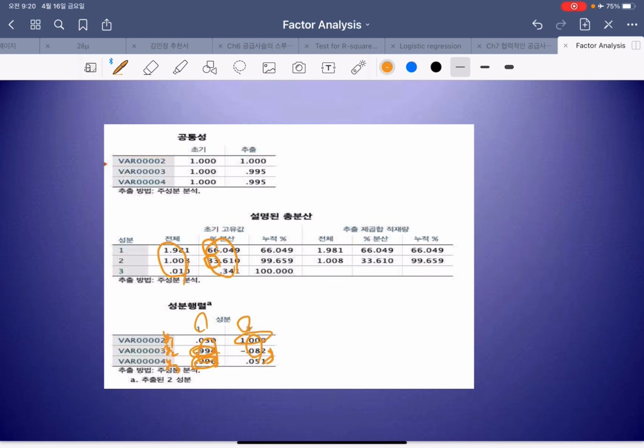this factor is called verbal. And the second factor is quantitative, since we have a high factor loading for y1 here.